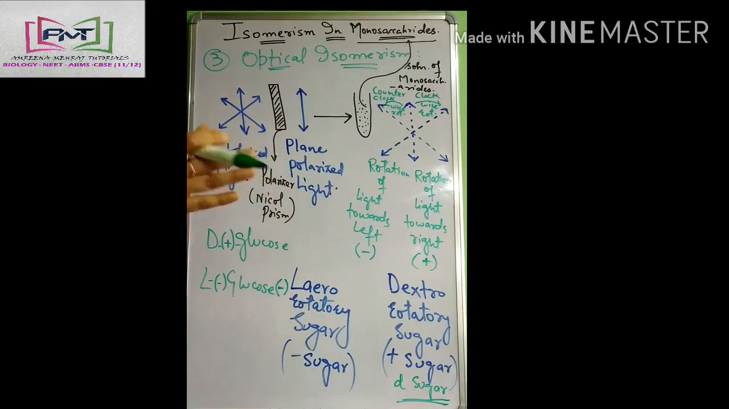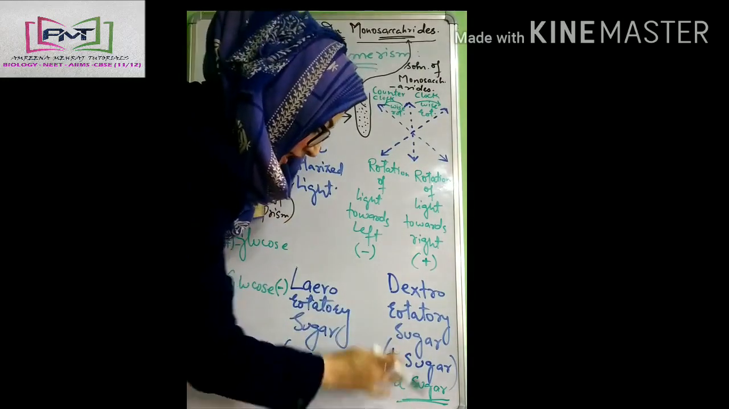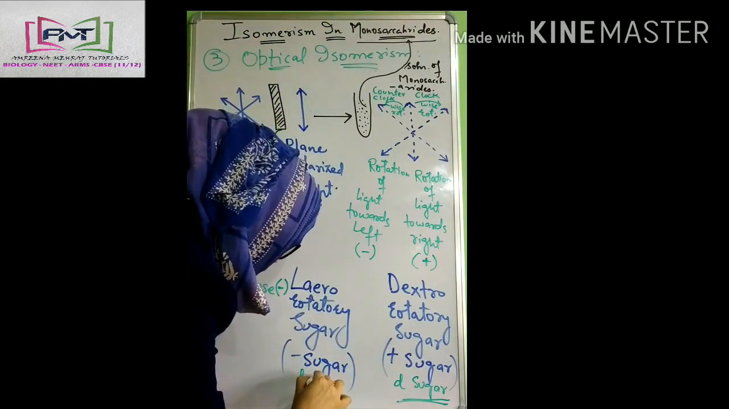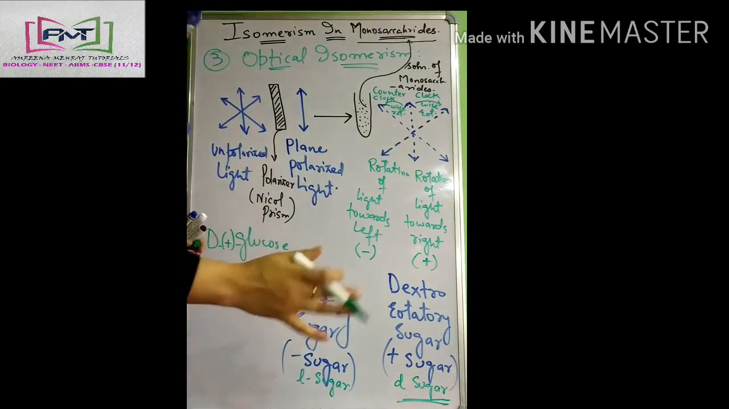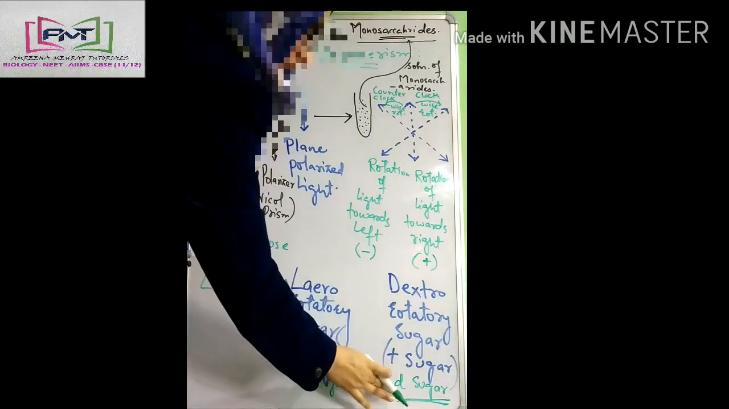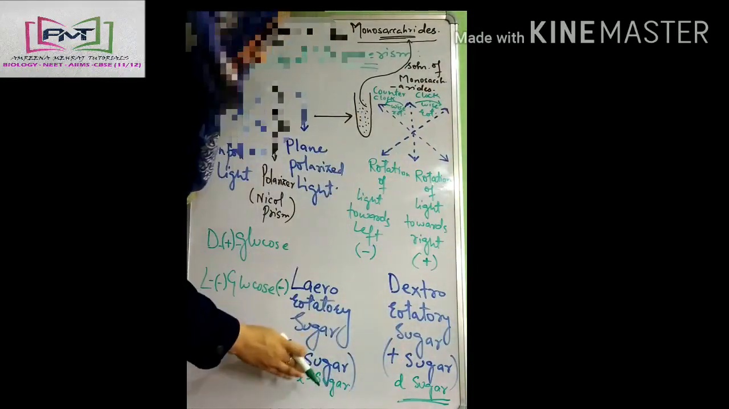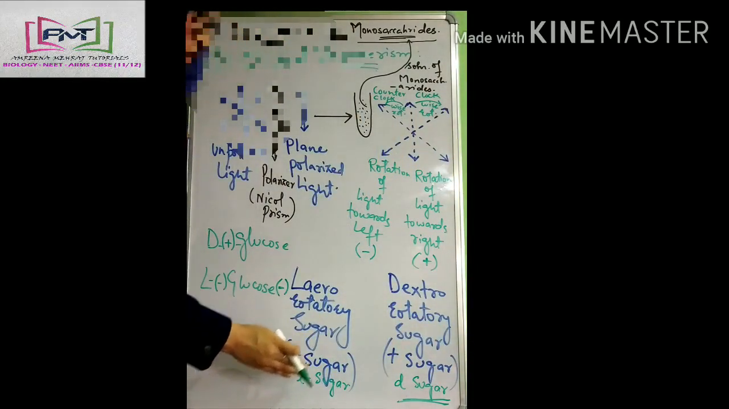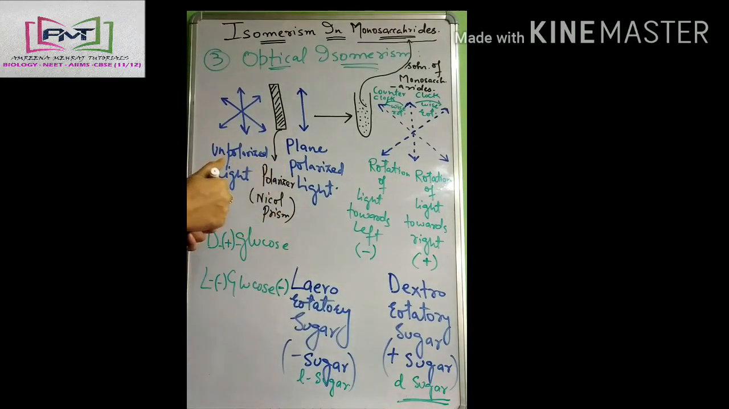Capital D is for enantiomers. Okay? Capital L is for enantiomer. But the small d or small l, they represent what? They represent your optical isomers. Small d for plus sugar, right bending one, and this one is minus sugar, which bends plane polarized light towards left. This is very important to understand in optical isomerism.